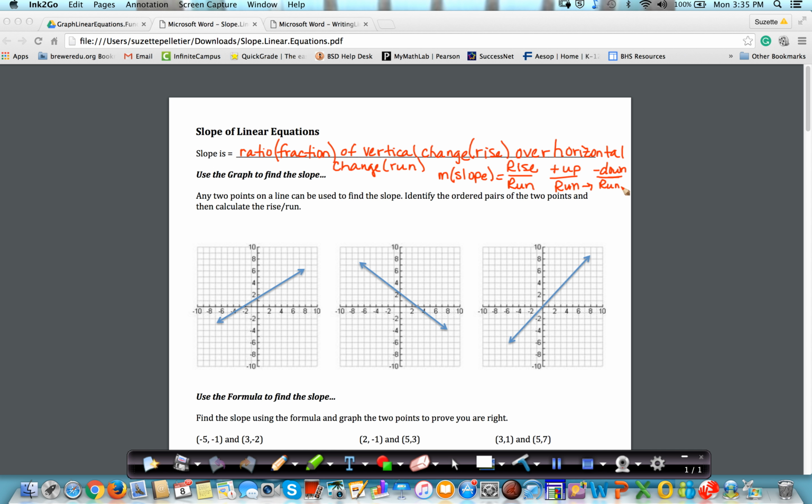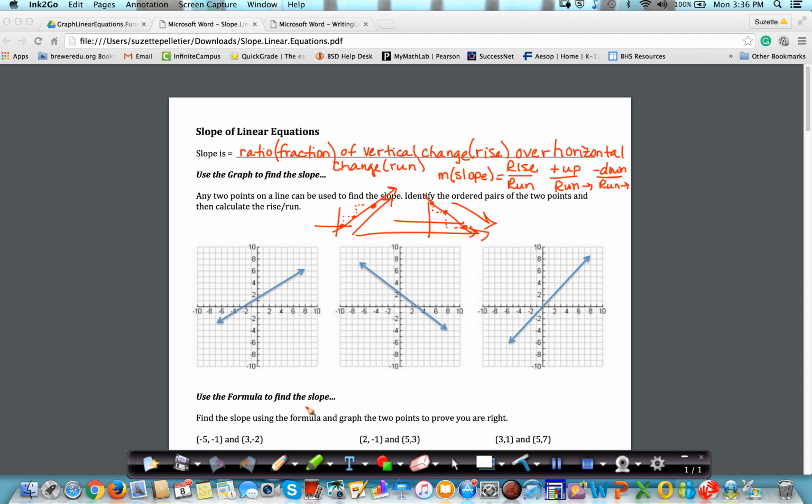Notice when we run, we always go that way. Think about this for a minute. If this is my graph, if I have a positive slope, I'm going to go up and run, and then go up and run, and my line is heading upward. And if it's a negative slope, I'm going to go down and run, and then down and run, and so now I have a negative slope. So the positive or negative goes with the numerator to tell us whether we're going up or down. But the denominator, the run, is always left to right because that's the way we read. I want you to be very careful about that.